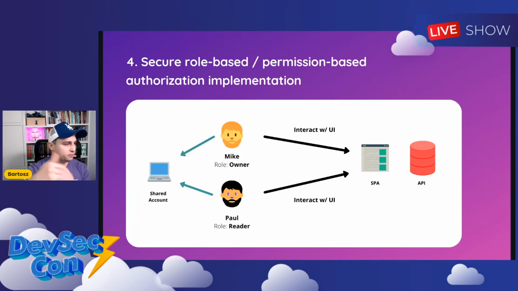It may be, for example, Mike, who is the owner, and Paul, who is the reader. So you can imagine that Mike can only read stuff, and Paul can read and write because he has the role of reader.